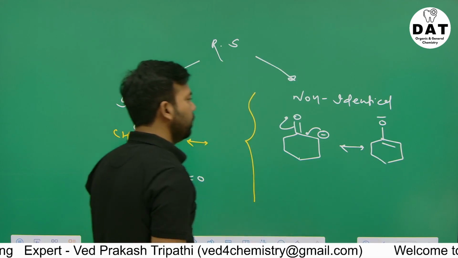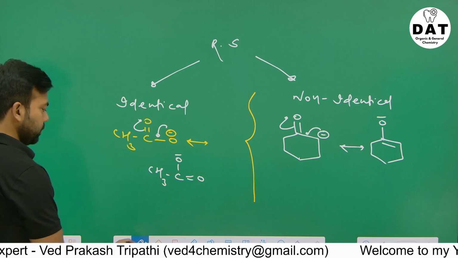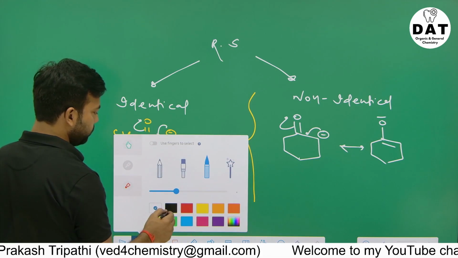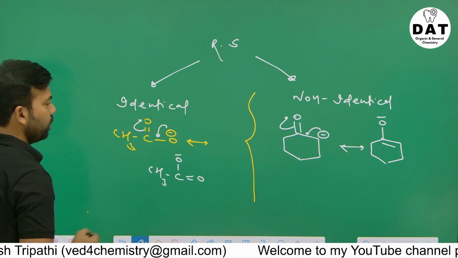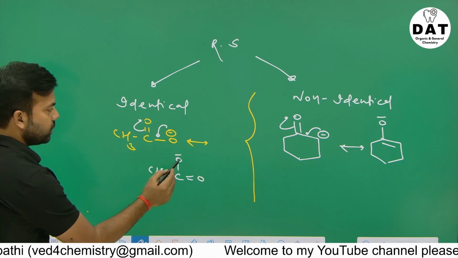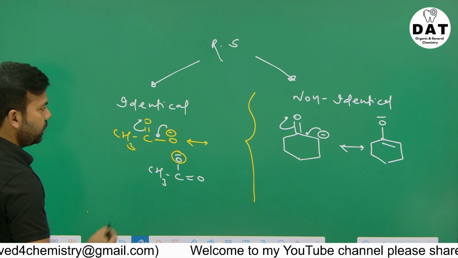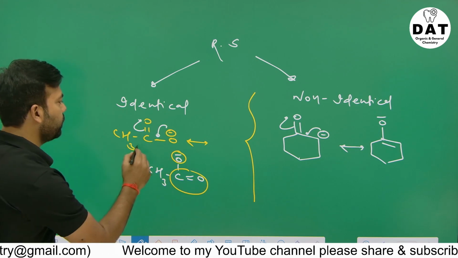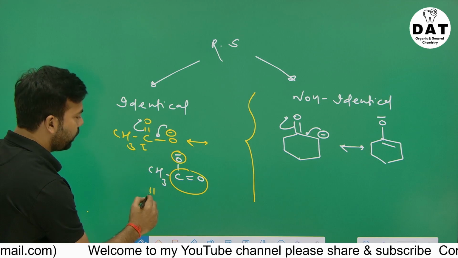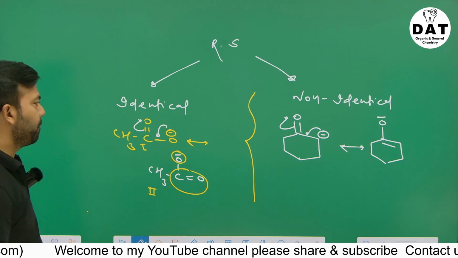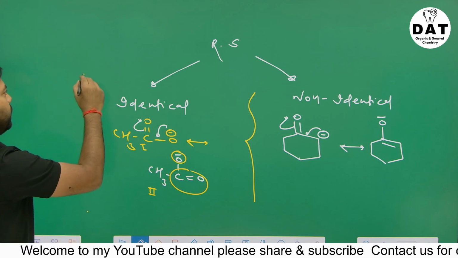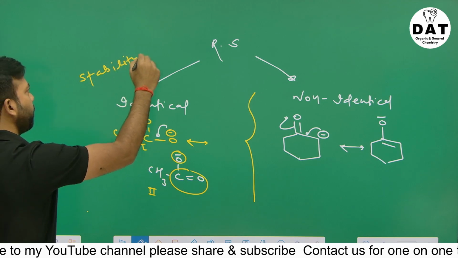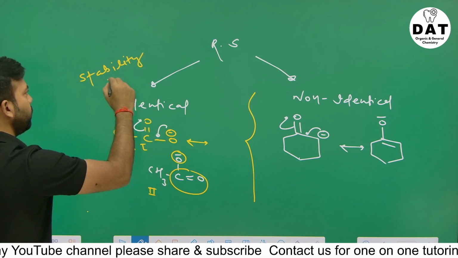Why is this identical? Look at here. Oxygen is negatively charged, oxygen is negatively charged. C double bond O, C double bond O. So everything is quite the same. This is first and second, and you can see they have the same thing. So whenever you have identical, it means stability will be equal. So stability of one equals second.